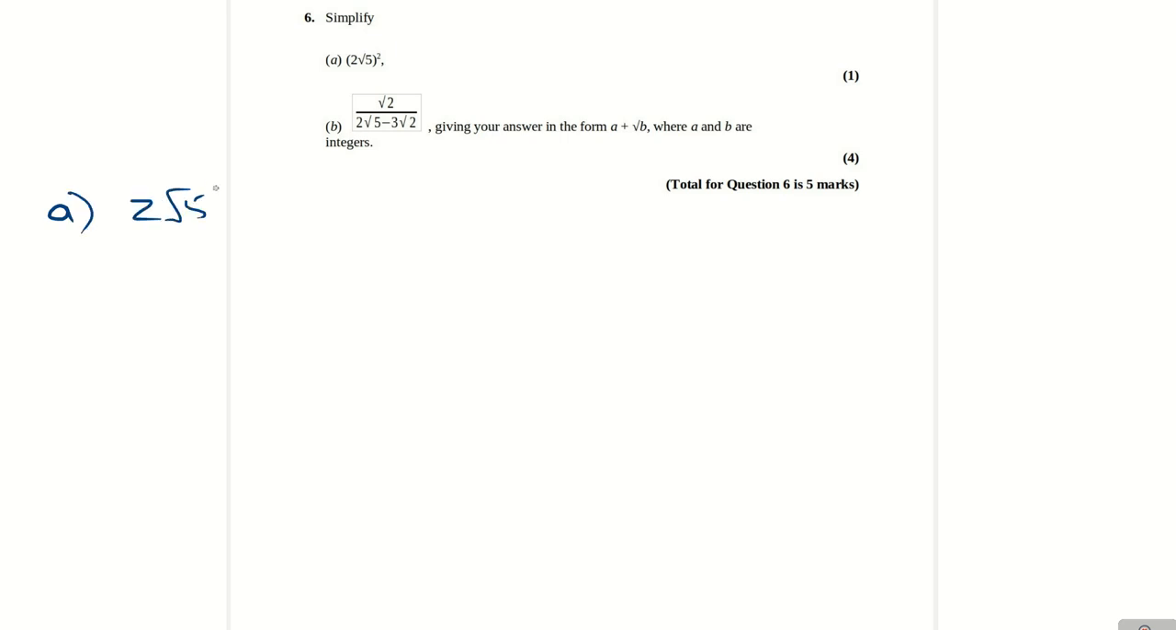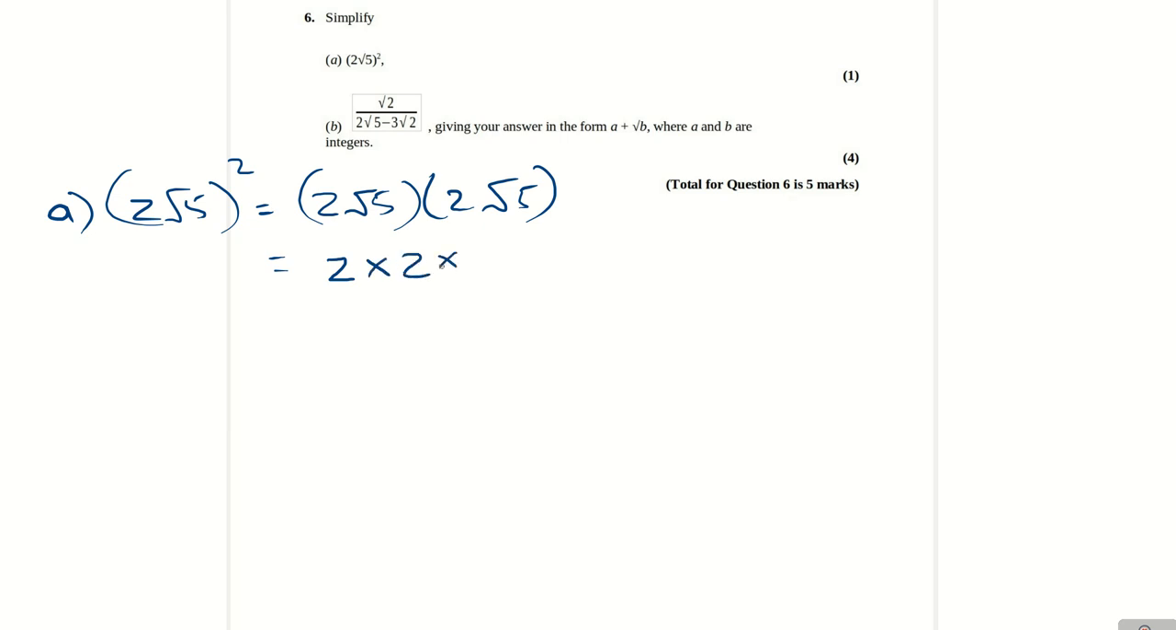2 root 5 squared. Now that's the same as multiplying it by itself. Now remember, it doesn't matter what order you multiply things in, so that's the same as 2 times 2 times root 5 times root 5. Now 2 times 2 is 4, and root 5 times root 5 is just 5, so that gives us the answer 20.